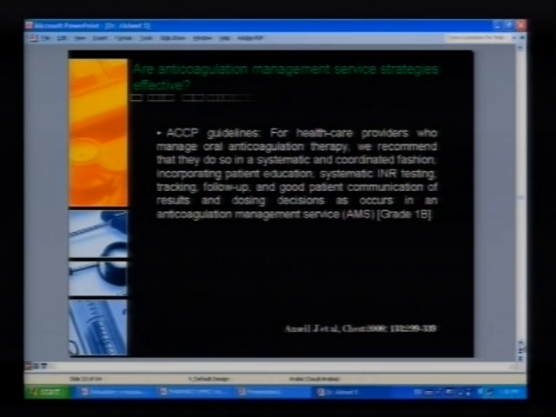Regarding anticoagulation management service strategies, the ACCP guidelines for healthcare providers who manage oral anticoagulation therapy recommend that they do so in a systematic and coordinated fashion, like what we are doing, okay? This incorporates patient education, and we have made some educational materials, systematic INR testing, tracking, follow-up, and good patient communication. And we have devoted a cell phone for patients who have supratherapeutic INR or bleeding. They just text message us, and we take action.